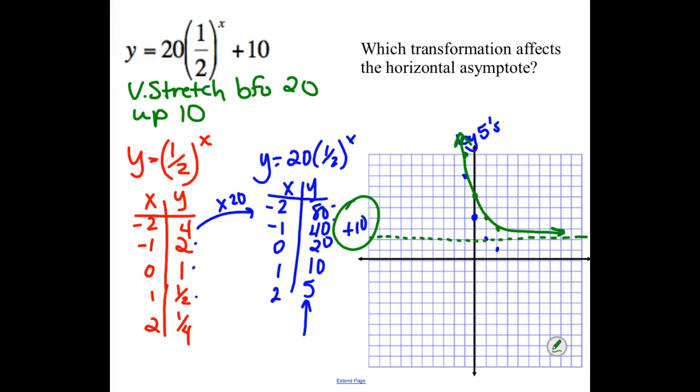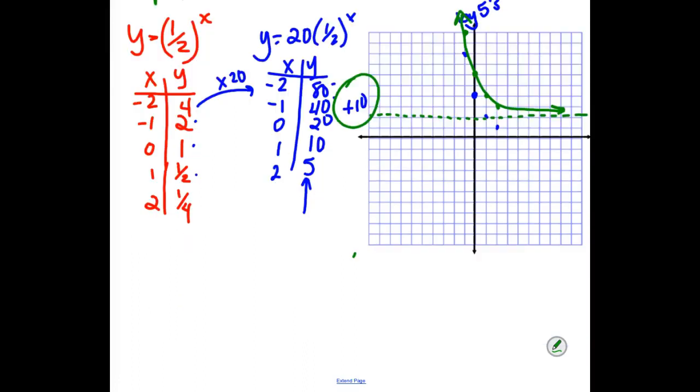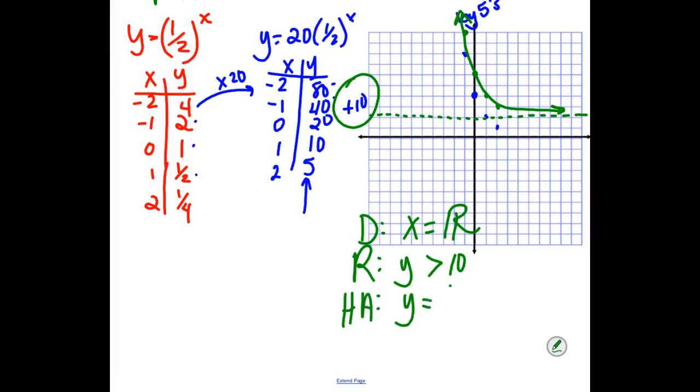So which transformation affects the horizontal asymptote? The K value, right? That vertical shift. All right. Domain, range, and asymptote for this one. Domain are all reals. Range. This time y is greater than 10, and the horizontal asymptote has what equation? Y equals 10. Okay? All right.